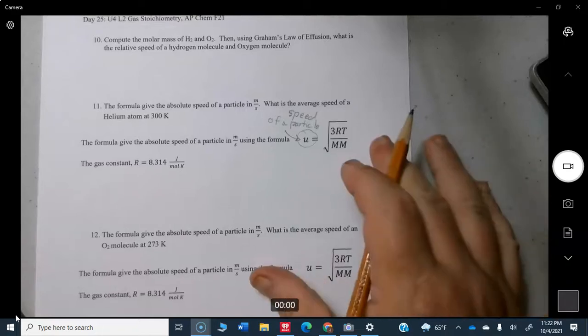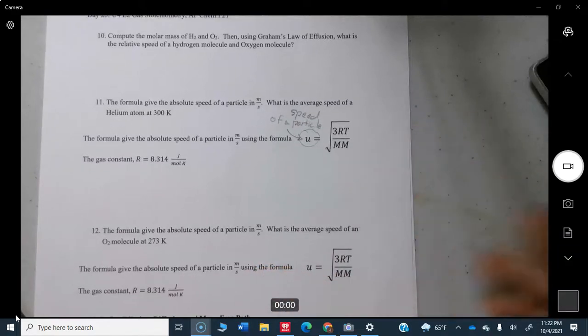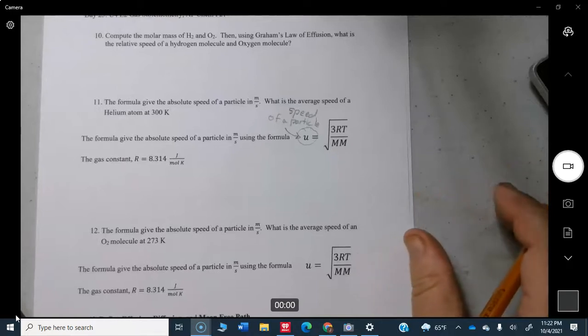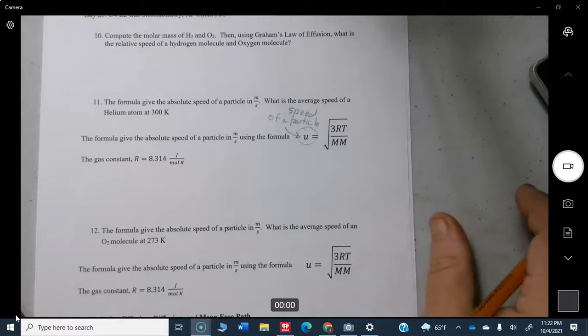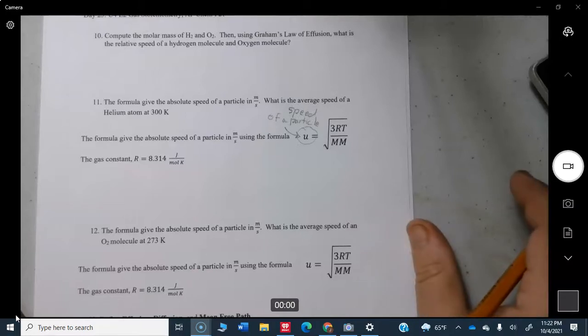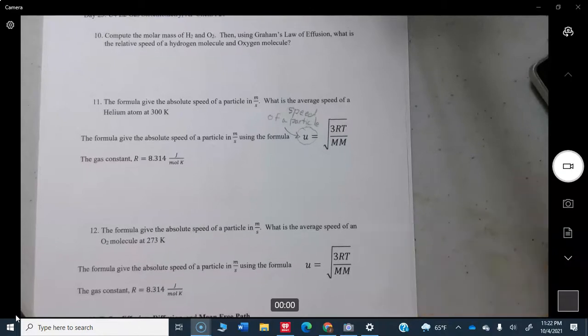So it's going to give you an average speed, because not all molecules, not all atoms, particles are going to move at the same speed. At a certain temperature, it's an average. Some move a little faster, some move a little slower. I mean, just think of an obvious reason. The particles that are near the heat source, like the flame, they're going to move faster than the ones that are further away. But it's an average.